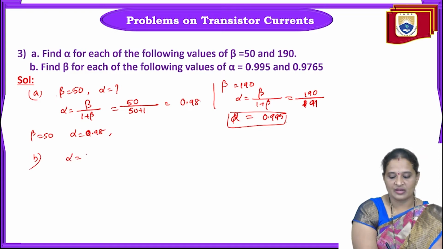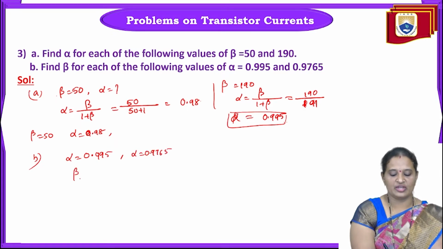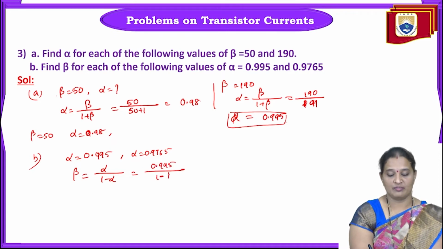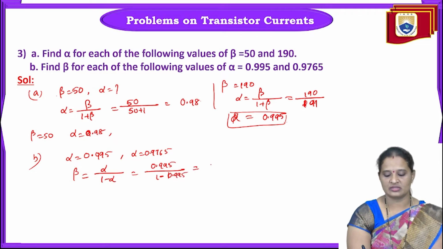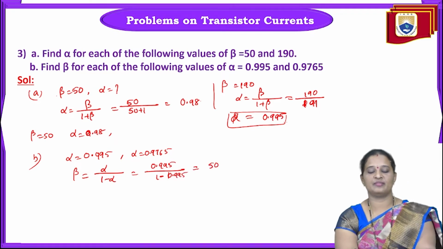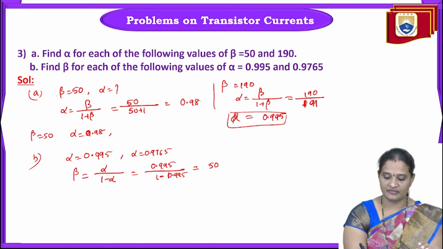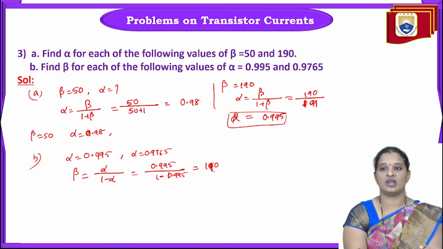As the alpha values are given, 0.995 and one more value, 0.9765, now we need to calculate the value of beta. So beta is alpha by 1 minus alpha. So alpha is 0.995 divided by 1 minus 0.995. Then I'll get the beta value as, not 50, it is almost 190.